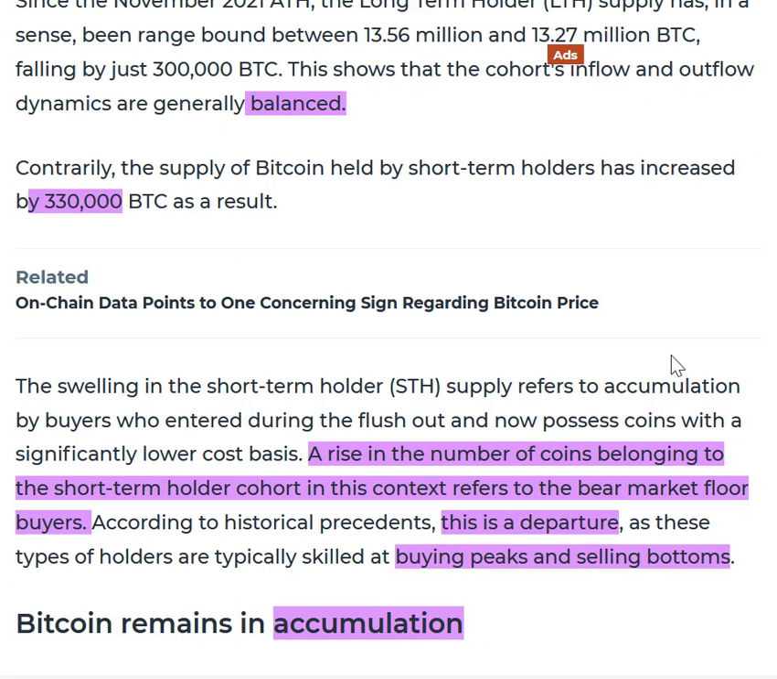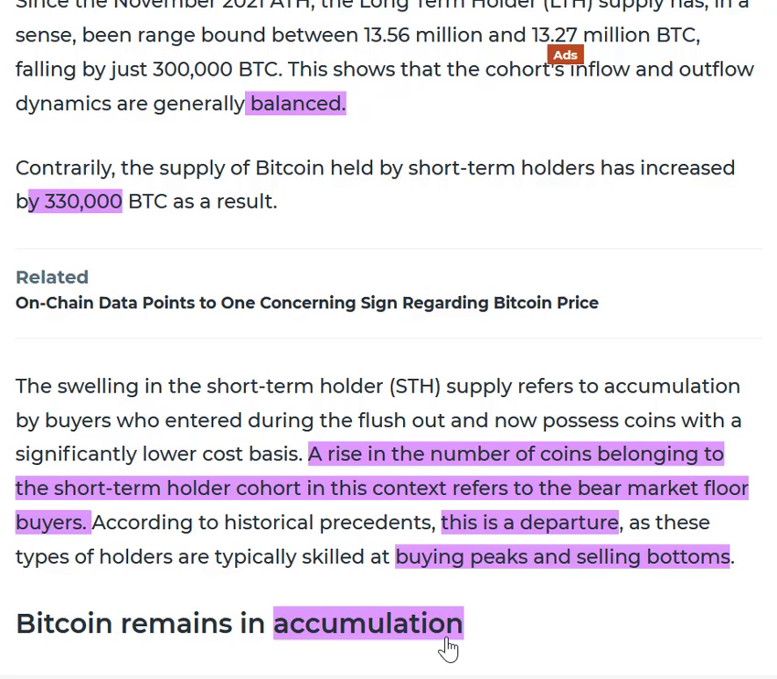But what does this mean? Well, a rise in the number of coins belonging to the short-term holder cohort in this context refers to a bear market floor. So, according to historical precedents, this is a departure. And all this is happening because these types of holders are typically skilled at buying peaks and selling bottoms. So this might also be an additional sign that Bitcoin is near the bottom, if it's not already in the bottom. But just remember that Bitcoin remains in accumulation.